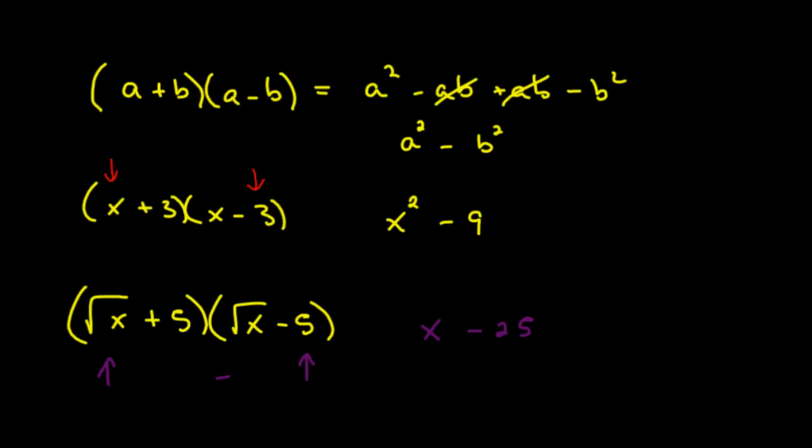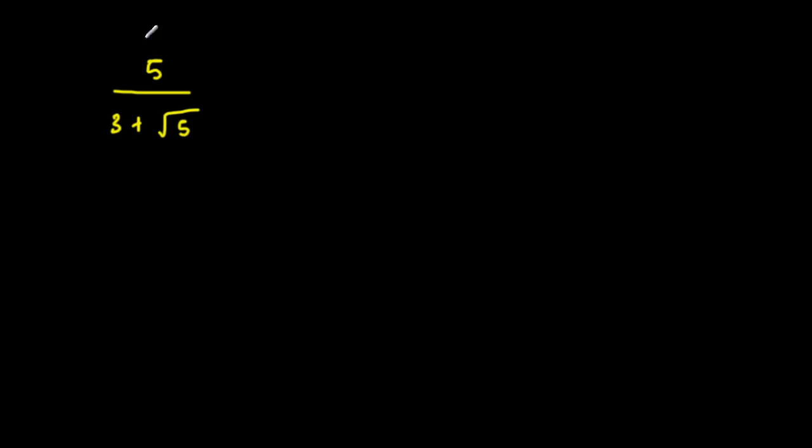Okay, so let's use these. Let's see how this applies. So our first problem is going to read 5 over 3 plus radical 5. Alright, so I cannot have a radical sign in my denominator, but this time I have a binomial in my denominator. So rather than just multiplying by radical 5, I'm going to multiply by the conjugate, which is going to be 3 minus radical 5. What I do to my denominator, I must do to my numerator. So 3 minus radical 5 as well.